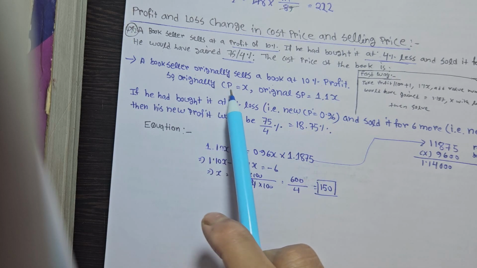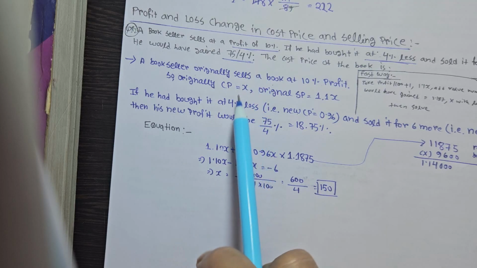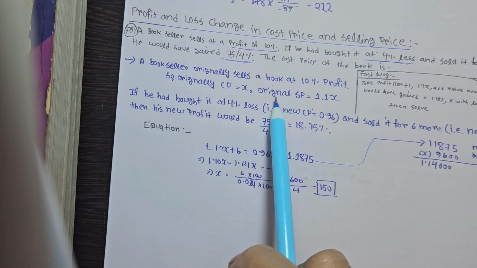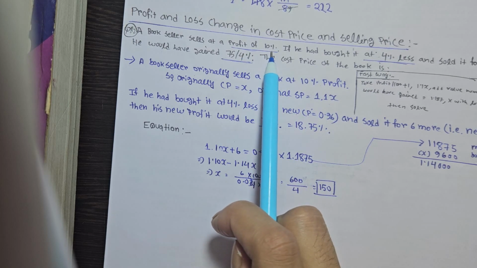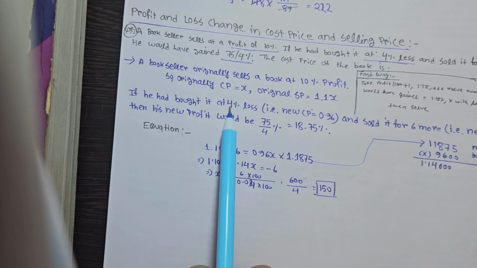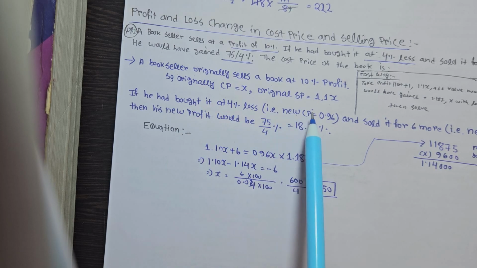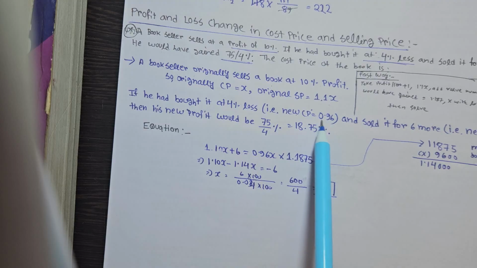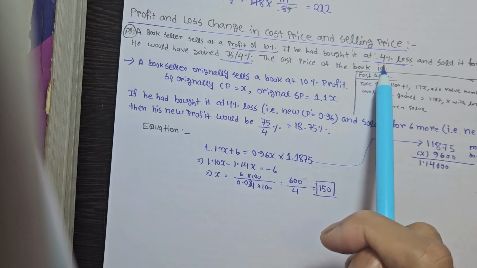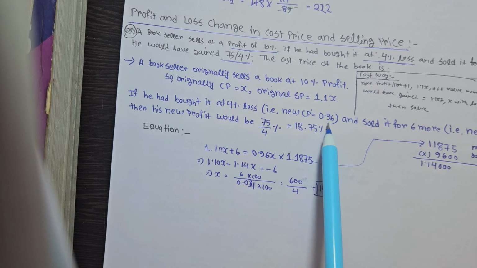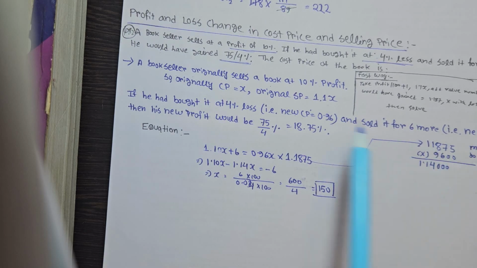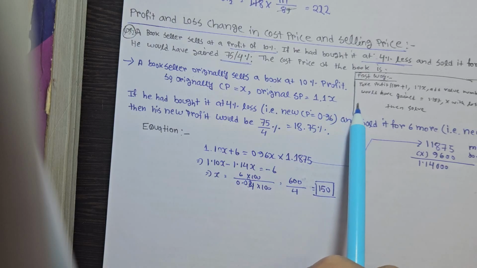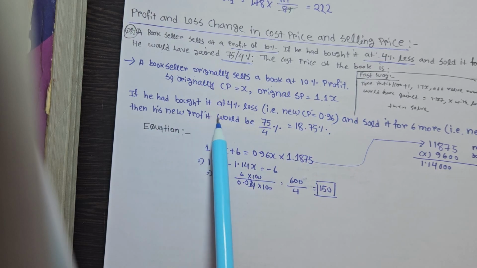So originally the cost price is X. We are assuming that the cost price is X, and the original selling price would be 1.1x, as he had a profit of 10%, right? If he had bought it for 4% less, the new cost price is going to be 0.96x. Makes sense. If it is 4% less, it would be 0.96x. And sold it for 6 rupees more, the new selling price is going to be 1.1x plus 6. Then the profit would be 75 by 4, which is 18.75%.